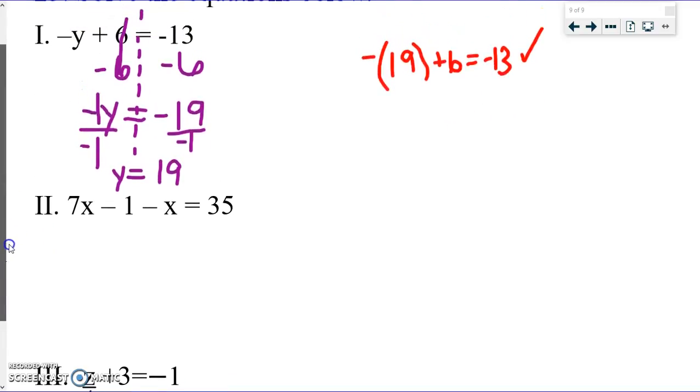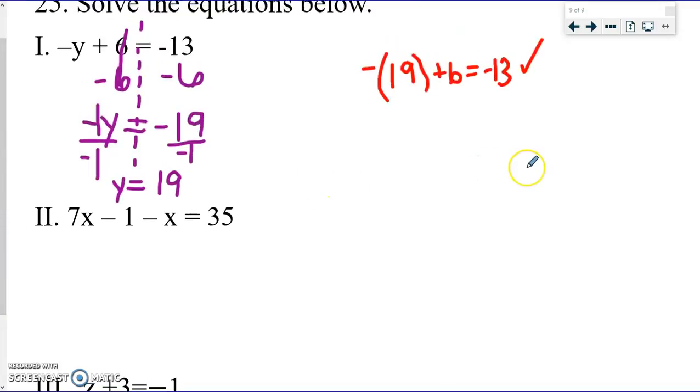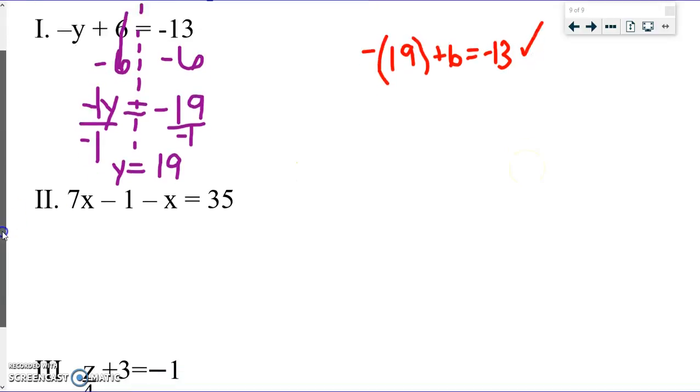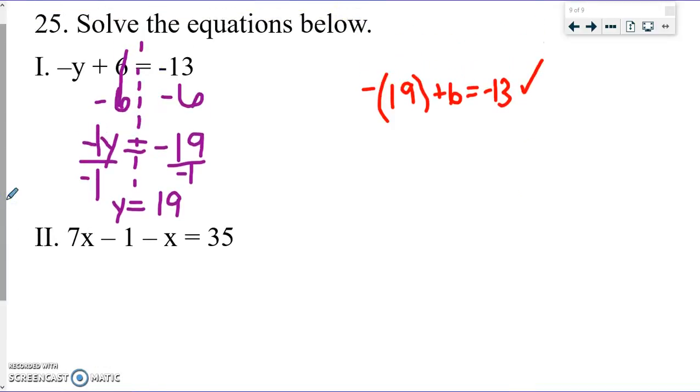All right, the second one. This one is kind of a two-step equation, but before you can undo anything, you have to combine like terms here. So this is kind of bringing in number 23, 24 with our solving equations. And I think this is probably the one that most people got right, but let's still go over it. So we have to identify what our like terms are here. Remember, they have to have the same variable with the same exponent. So 7x minus an x, and remember, if there's no coefficient, it's a 1. All right, so those are like terms.